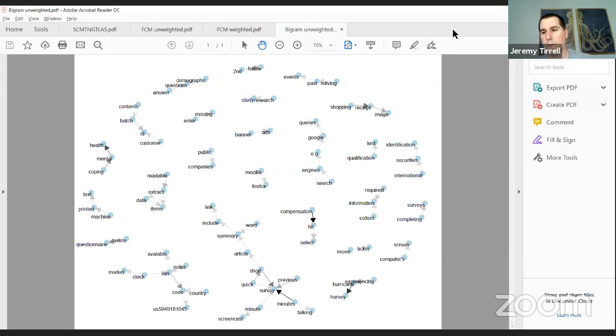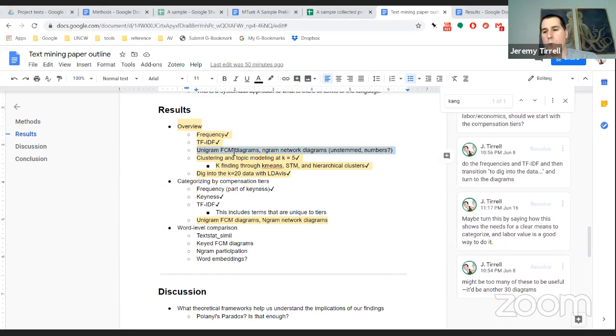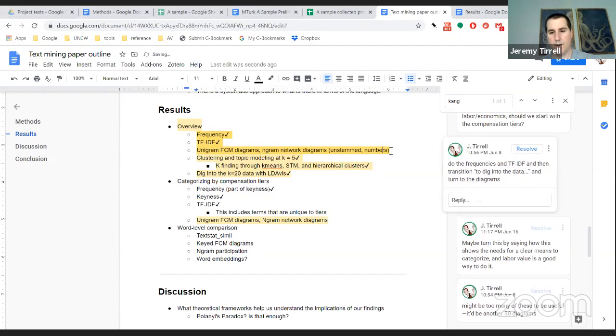Anywho, so in terms of next steps, what we're looking at is I'm going to be writing this stuff up. So right now we're right here where I'm doing the FCM diagrams and the n-gram network diagrams. And they are indeed unstemmed with no numbers.